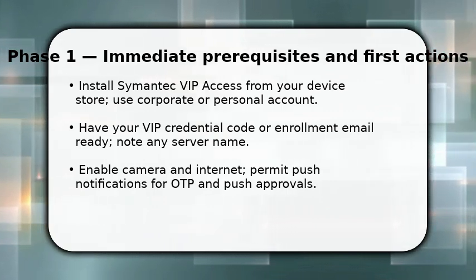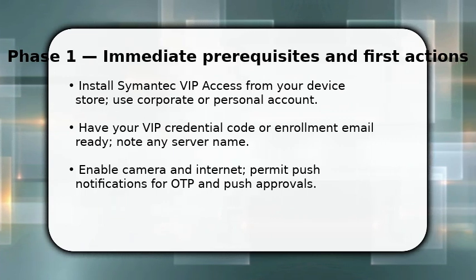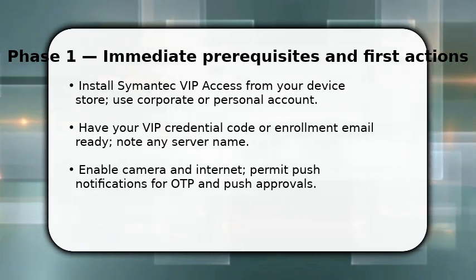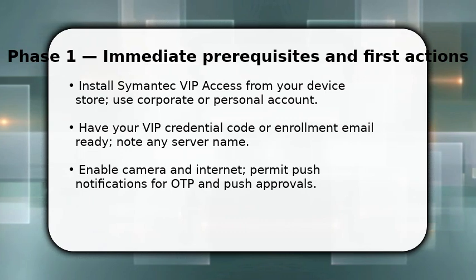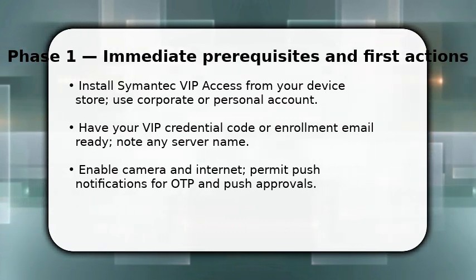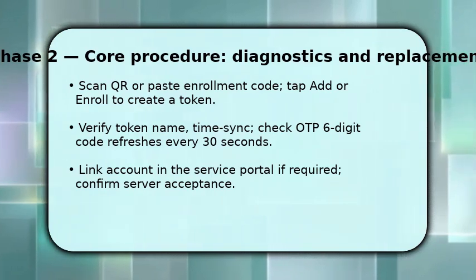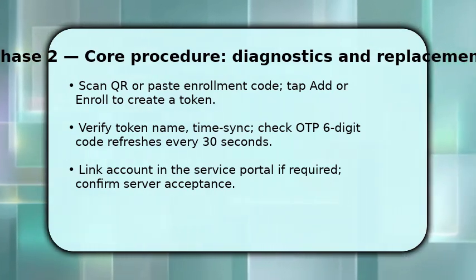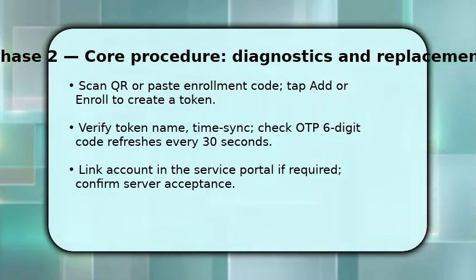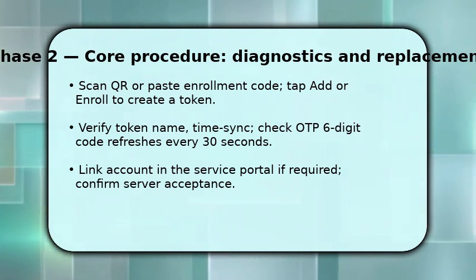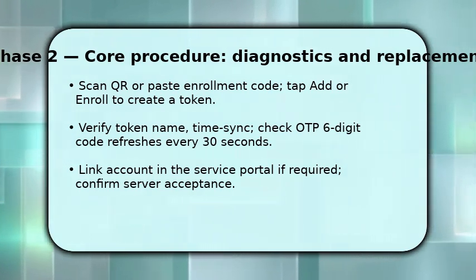Once done, allow camera if scanning, or double-check the code you typed. Make sure push and internet are enabled so the app can sync and receive challenges. After adding the account, VIP creates a token immediately. You'll see a 6-digit OTP that refreshes. This is time-based, so keep your device clock accurate. If codes fail, use the app's time sync option.